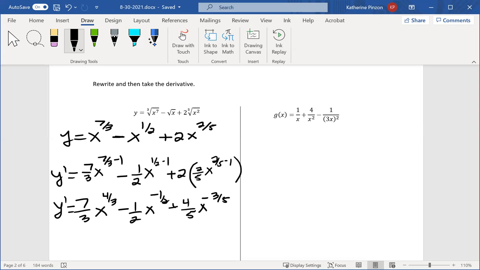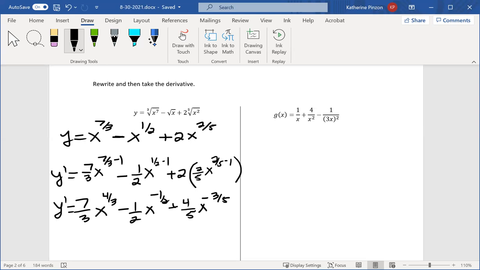Okay, let's try again. G of x is 1/x plus 4/x squared minus 1/3x squared. I'm going to take 2 steps to rewrite this one because this guy right here, I don't know what to do if I have a whole bunch of stuff squared, right? I only know a rule that says if I have x squared. So I'm going to take 2 steps to rewrite this.